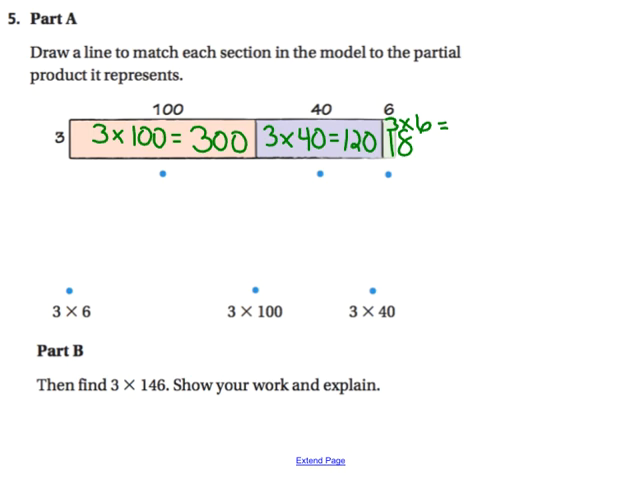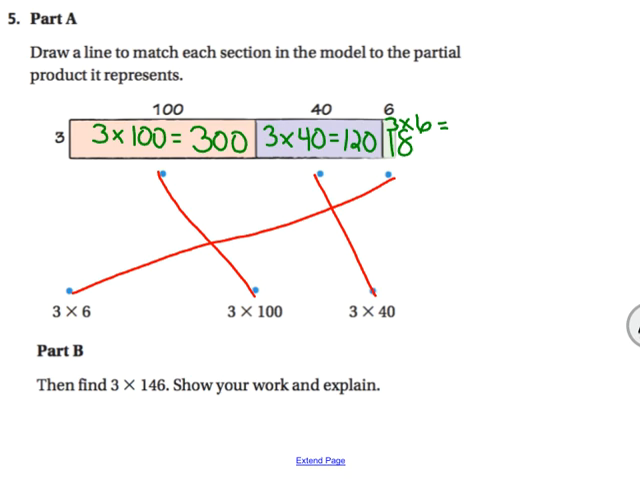So after I have done all the work inside the area model, now it makes it easier to match. So 3 times 6 is over here. Okay, 3 times 100. 3 times 40. And now I have a final answer for part A.